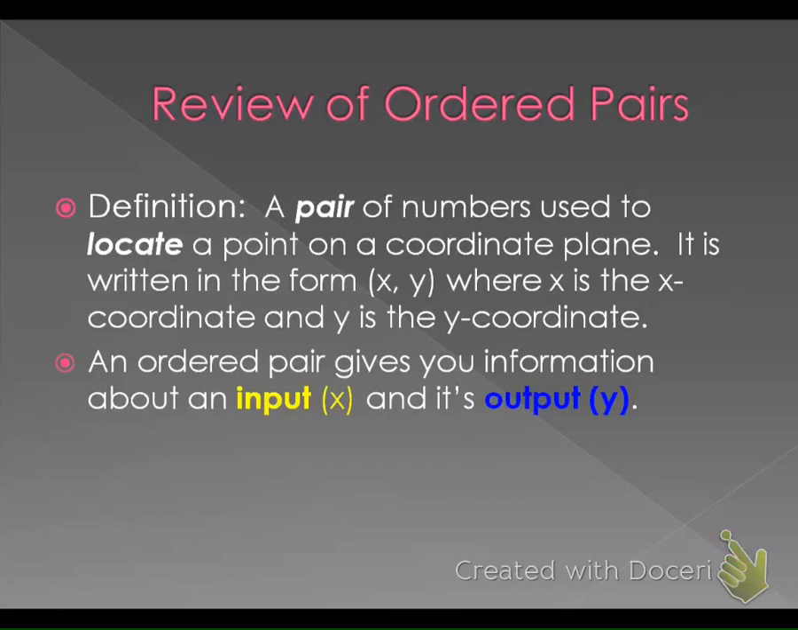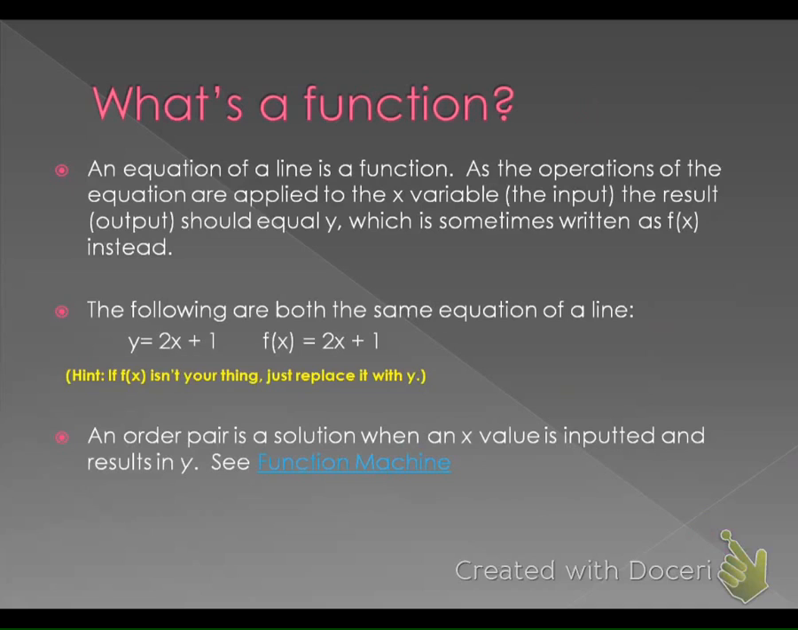Remember that an ordered pair is a pair of numbers used to locate a point on a coordinate plane. It's written in the form (x, y) with parentheses, where x is the x-coordinate and y is the y-coordinate. An ordered pair gives you information about an input, the x, and its output, the y. When you have an input that returns one and only one output, it's called a function.